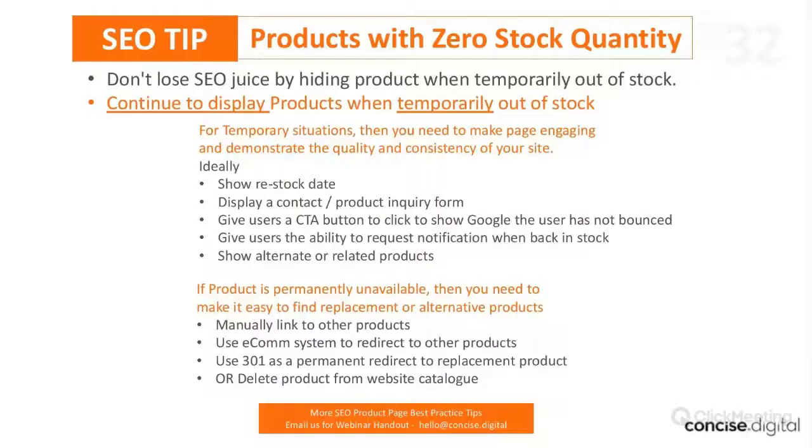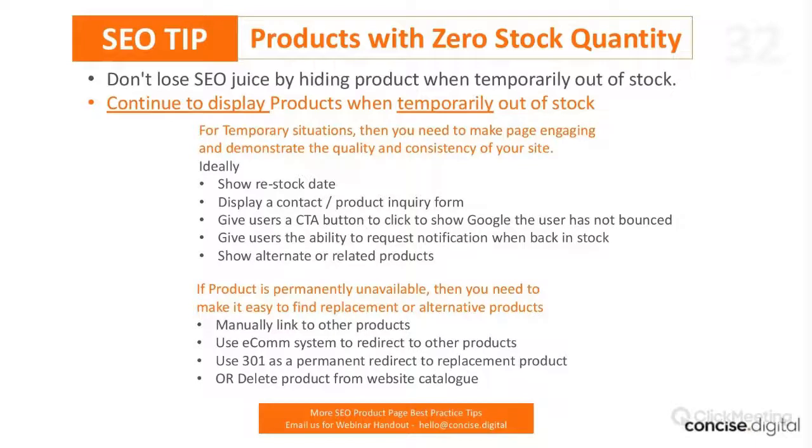One that I did want to talk about right now, though, is about when you have products in your product catalog and you have zero stock quantity. Sometimes some people, and you'll even find stuff on the web that says if you're out of stock, then don't show the product, because Google will sort of rank you down because it'll be a bad experience. We take the different view. If you're temporarily out of stock, continue to display the product, but make sure that the page is engaging and demonstrates the quality and consistency of the site, and give people a way of seeing when the stock's going to be back in.